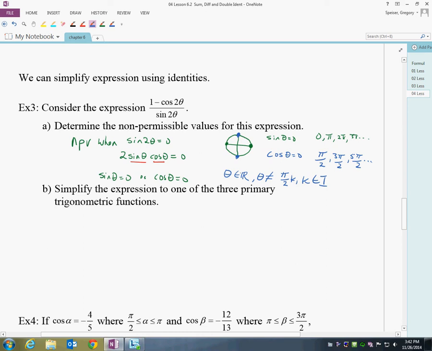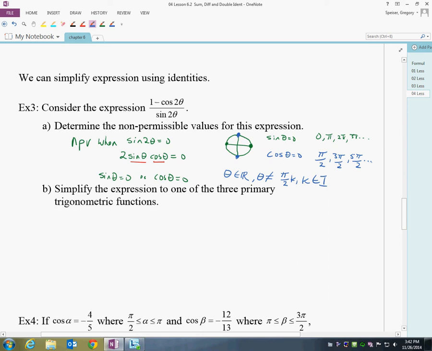Specifically, I'm giving a more complete answer. The non-permissible values are the multiples of pi over 2, but here I am in a nice, very math-rich way answering that question. Simplify the expression to one of the three primary trig functions. Okay, so it's a simplify question.